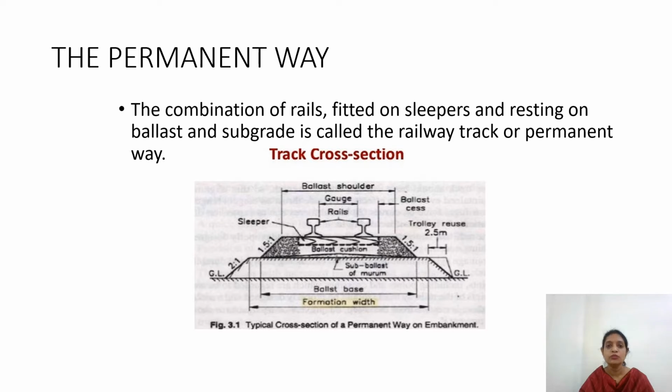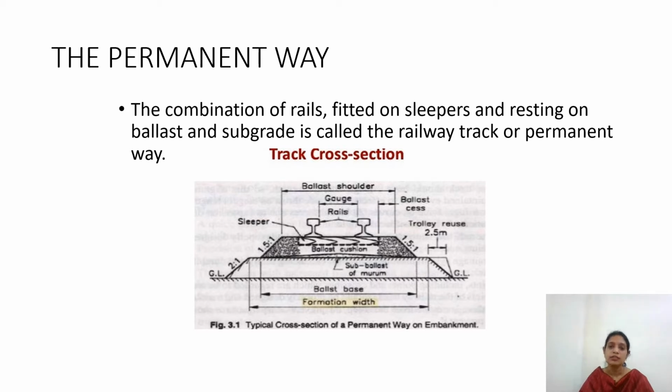Today we are going to discuss the permanent way. The permanent way is the combination of rails fitted on sleepers and resting on ballast and subgrade, and it is called the railway track or permanent way. Permanent way is nothing but the railway track.